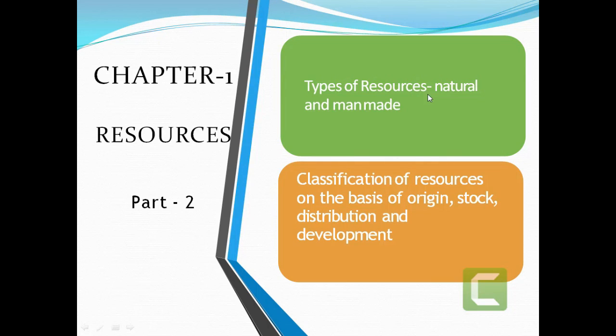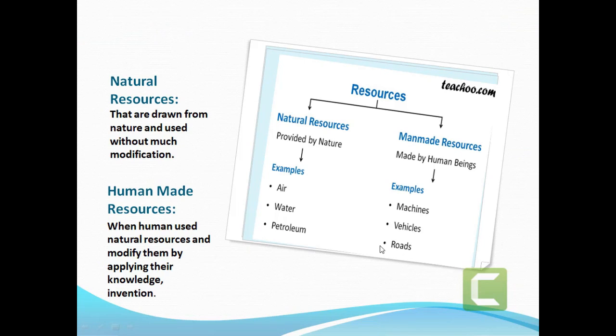It is classified mainly in two parts, that is natural and man-made. Then classification of resources on the basis of origin, stock, distribution and development. Natural resources are those that are drawn from nature and used without much modification. Examples may be air, water, petroleum or anything which is given by nature and we are using as it is.